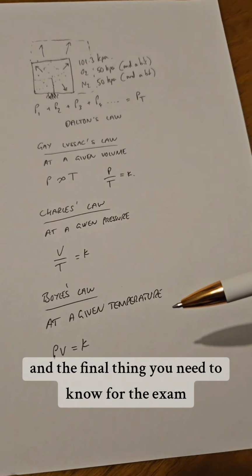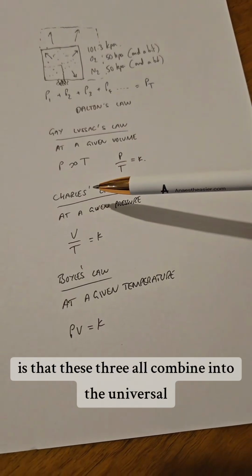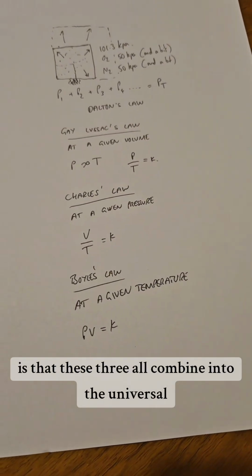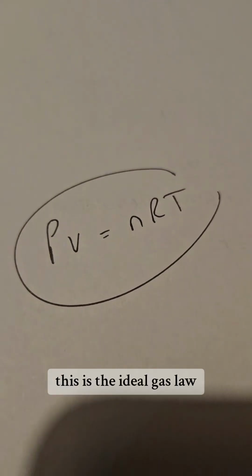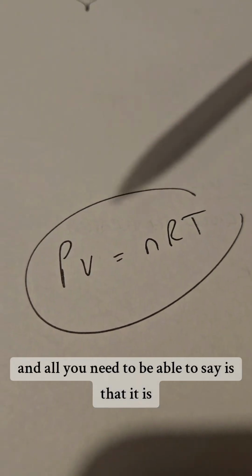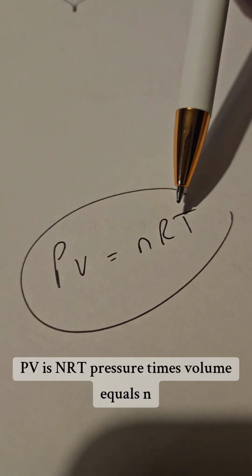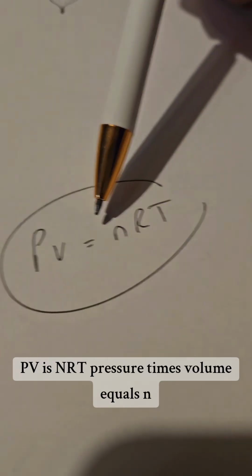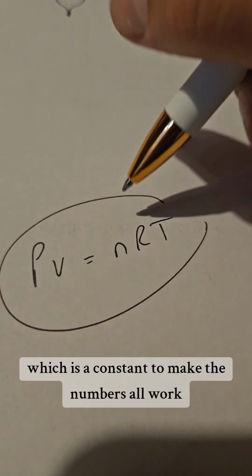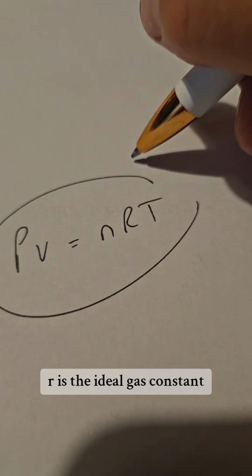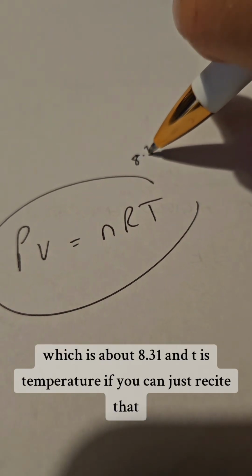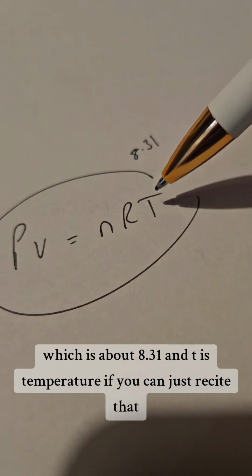And the final thing you need to know for the exam is that these three all combine into the universal or ideal gas law. This is the ideal gas law, and all you need to be able to say is that it is PV = nRT. Pressure times volume equals n, which is a constant to make the numbers all work. R is the ideal gas constant, which is about 8.31, and T is temperature.